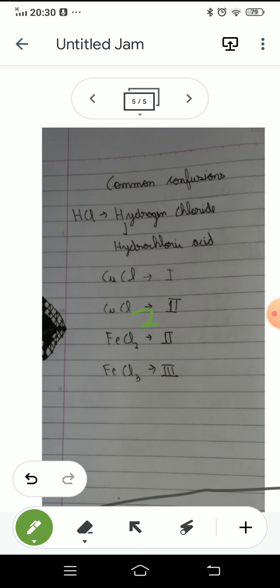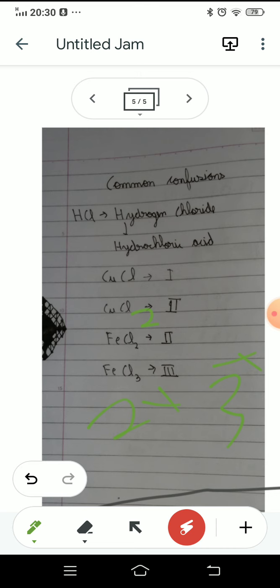Similarly in FeCl2, iron also has variable valency, that is 2 plus and 3 plus. So in FeCl2, as you can see, why it is 2: iron is having valency 2 now, so it will come over here, so it is iron 2 chloride. Similarly, in iron 3 chloride, since iron is having the valency 3, it has come to chlorine, so it will be iron 3 chloride.